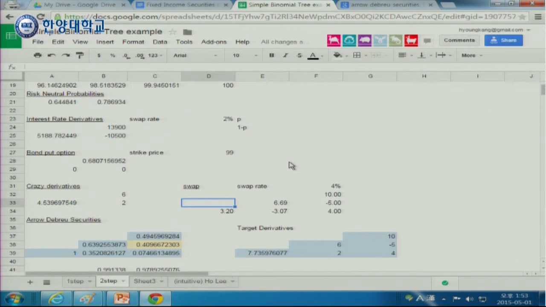So if you want more information about this risk neutral valuation, please read chapter 9 of the textbook. Okay.